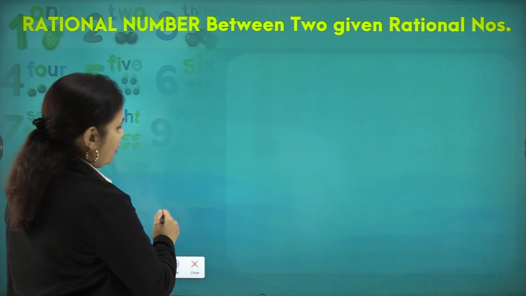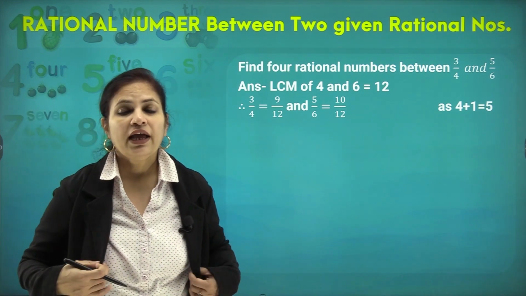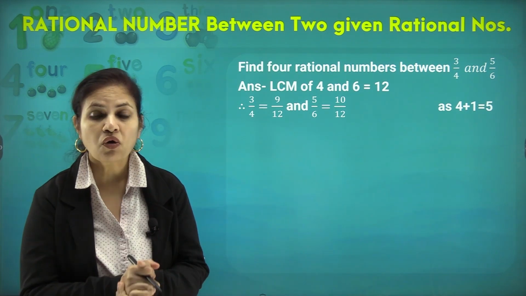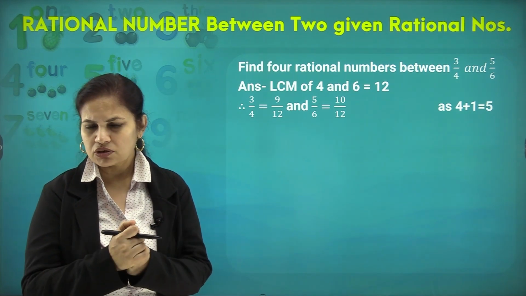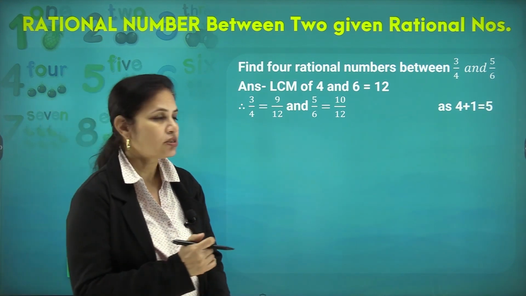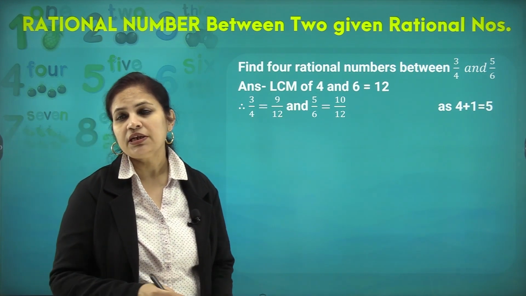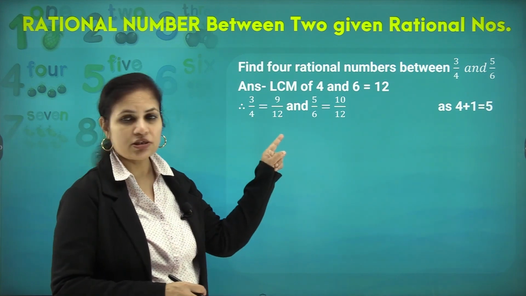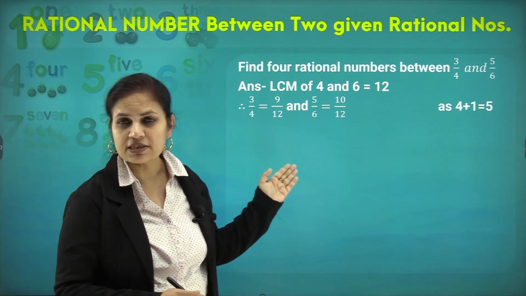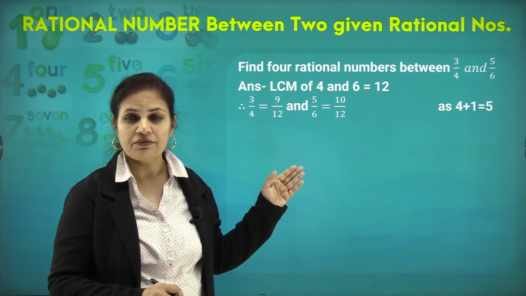How to simplify our calculation? Whenever we are given any fractional numbers, we'll first make the denominators common. And how do we make the denominators common or equal? Just by taking the LCM of the denominators. So, given 3 upon 4 and 5 upon 6, the denominators being 4 and 6, the common denominator will be 12, which is the LCM of 4 and 6. So, 3 upon 4 can be written as 9 upon 12 and 5 upon 6 can be written as 10 upon 12.